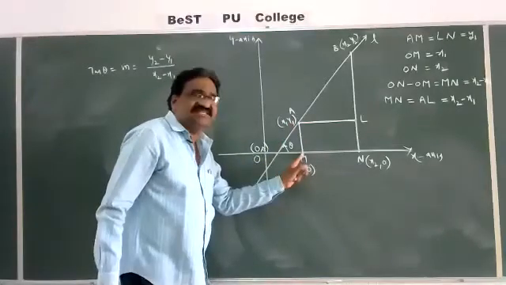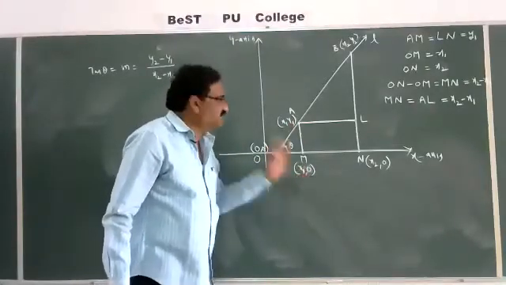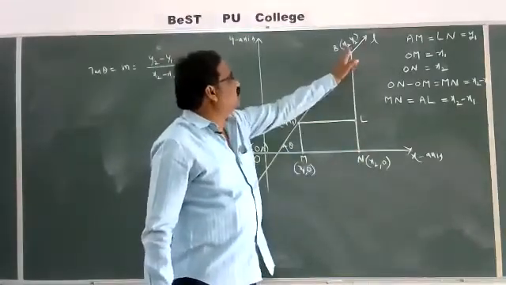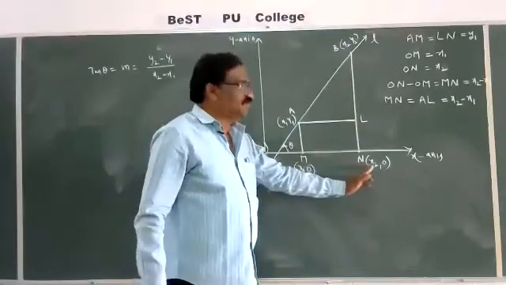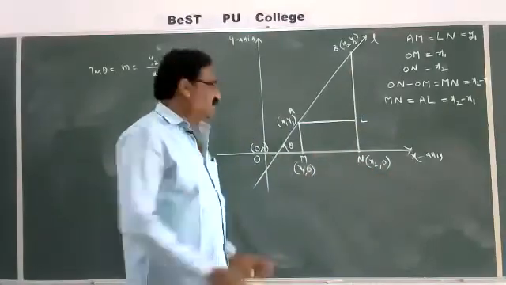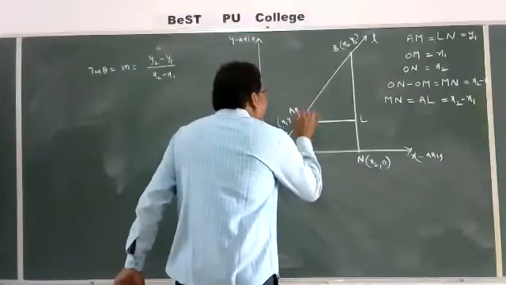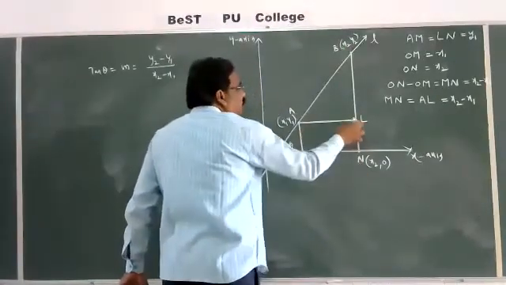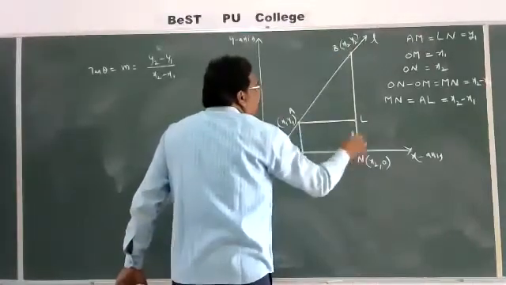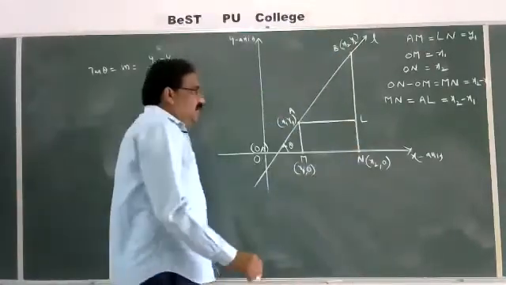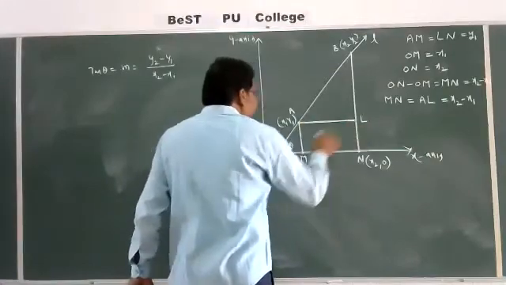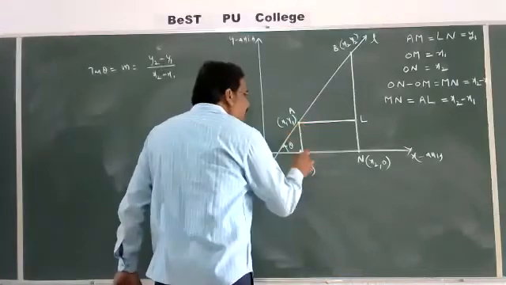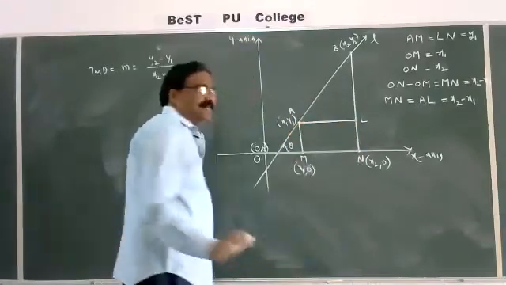So M coordinates are, this is x1, y1. That's why this length is x1, that's why x1 comma 0. This length is x2. Why? This is x2, y2. That's why this point is x2 comma 0. Next, another perpendicular line is drawn from A to BN. It meets BN at L. So this AL length and MN length are same. This AM length and LN length are same.